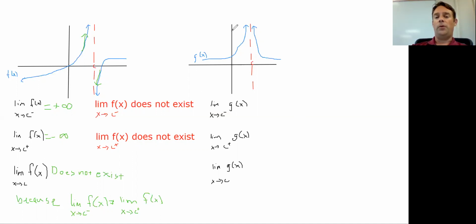So let's take a look at this one. Notice here from the left side, it goes to positive infinity. Here from the right side, the positive side, also goes to positive infinity. And since they both equal the same thing, that means this also is equal to positive infinity because they are equal. And again, I should probably write that.